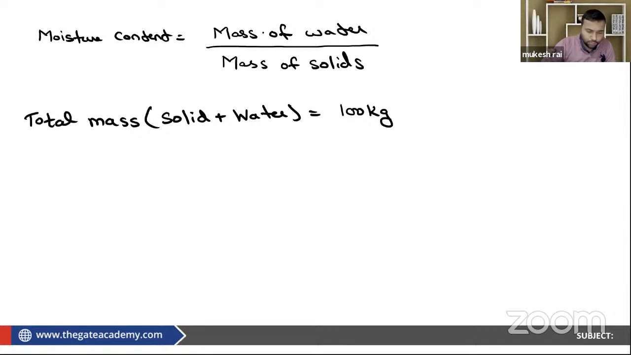Correct, Khushbu. Dry basis means you have to find the moisture content with respect to solid. If they had mentioned that you have to find the moisture content on total municipal solid waste basis, then you would divide the mass of water by the total mass of that municipal solid waste. Clear, Vaishnavi? Here they asked for moisture content on dry basis, that is why we divided by the mass of solids.